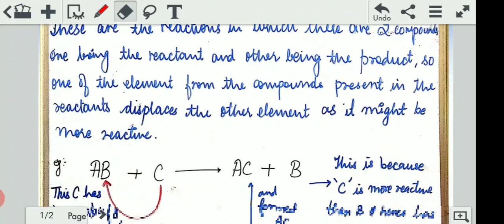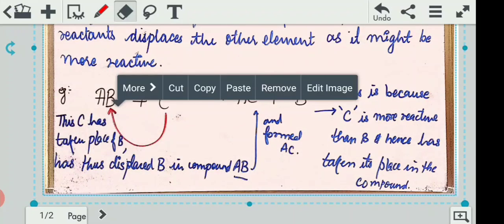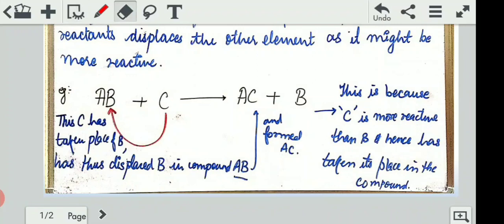Right? For example, here I have shown AB is a compound and C is an element which react together. So when they react together, what will happen? The B element will be replaced by C on the product side. That means when they have reacted together, they will form AC. A was earlier joined with B to form a compound, but now C has taken the place of B and formed a new compound AC, while B has been left alone.